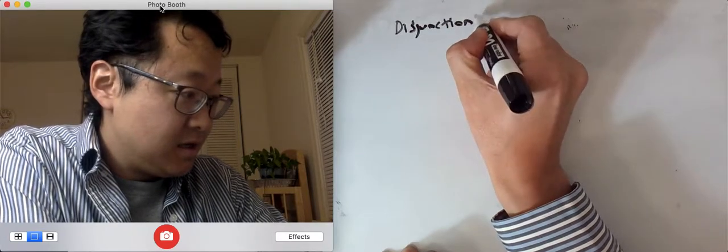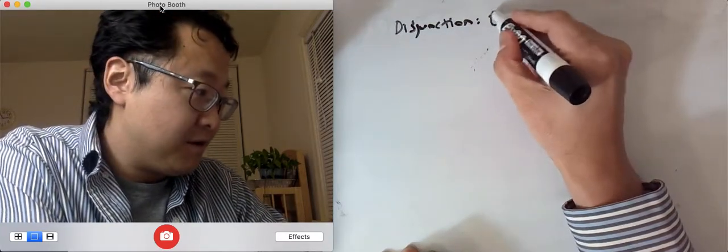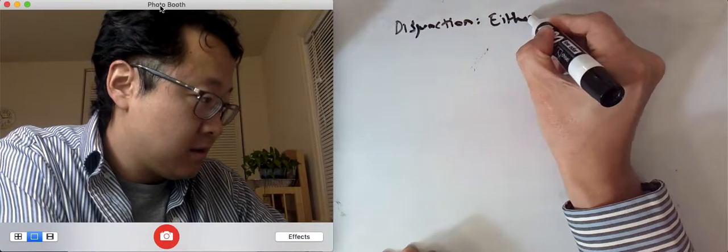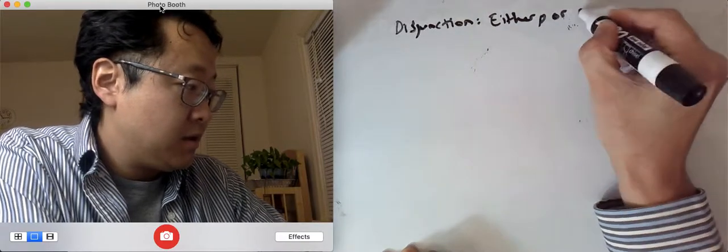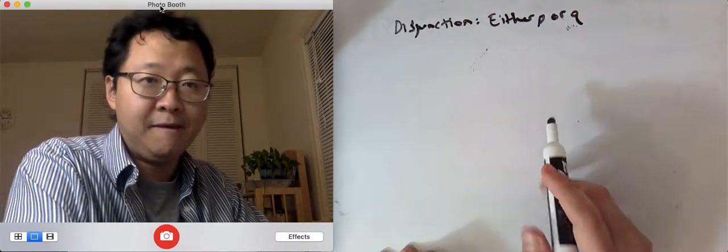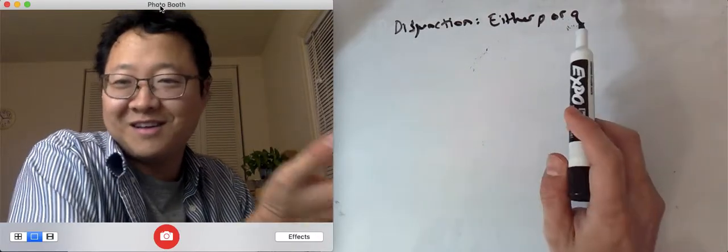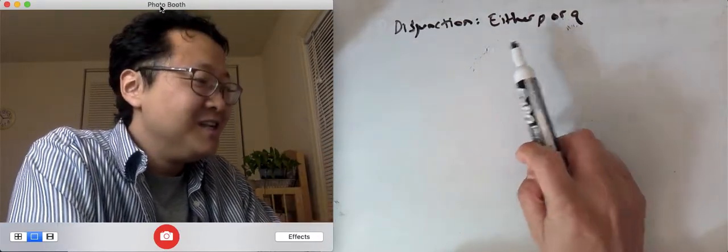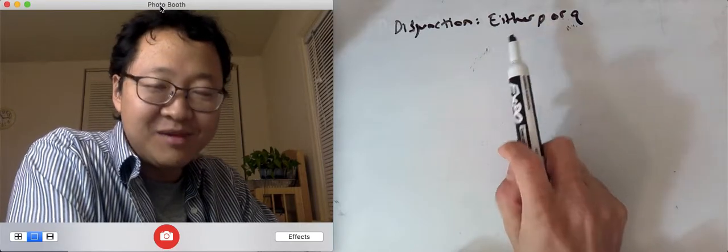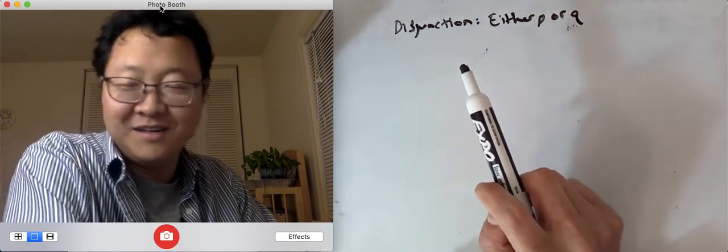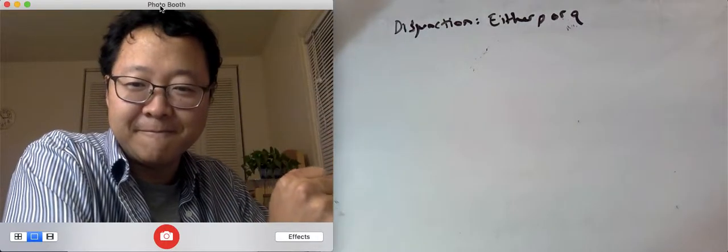Disjunction. Okay, there are sentences of the form either P or Q. Either you're in or you're out, that's a disjunction. Sometimes we don't always say the either. We just say you're in or you're out. We don't always say the either, but sometimes we do, and it's a little more clear.